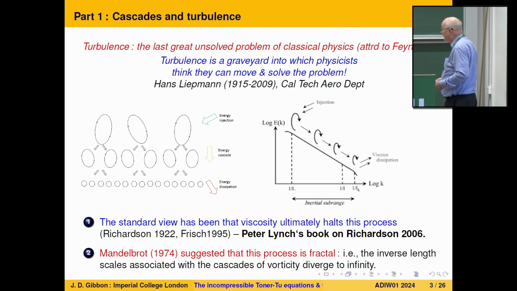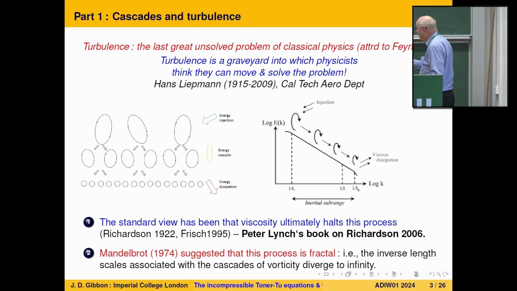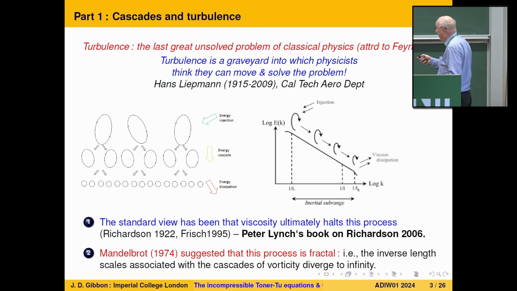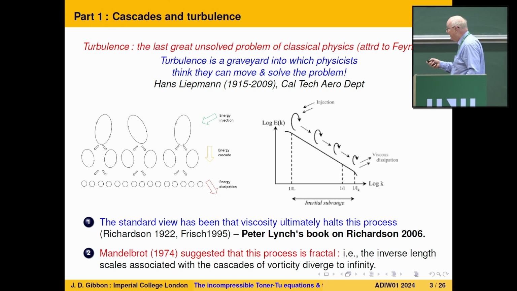Okay, well, just 3 slides. Classic slide on turbulence, attributed to Richard Feynman, though I don't know whether that's really true, who said that turbulence is the last great unsolved problem of classical physics. That's a very well-known saying. Less well-known is that by Hans Liepmann of Caltech, who said turbulence is a graveyard into which physicists think they can move and solve the problem, which I think is rather interesting.